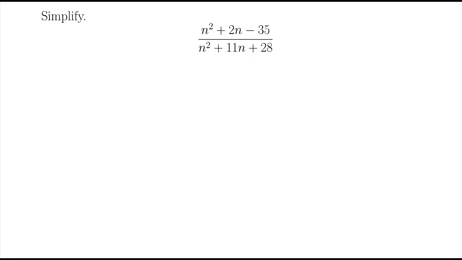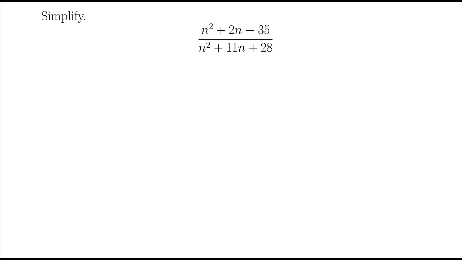Let's simplify the rational expression n squared plus 2n minus 35 over n squared plus 11n plus 28. In order to do this, we need to factor the numerator and the denominator and see if we have any common factors in the top and bottom that can divide each other out, cancel out.